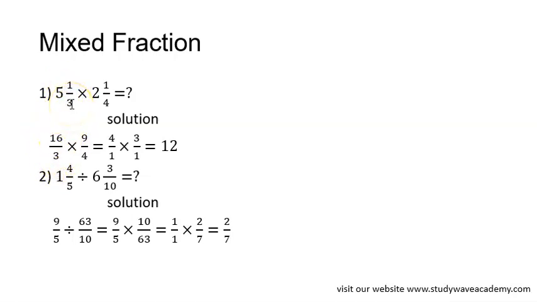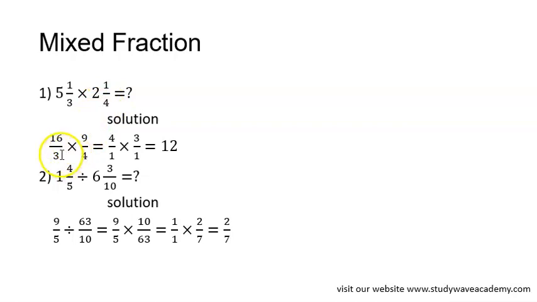We maintain the denominator. Okay, so to change this to an improper fraction, we say 4 times 2 plus 1. 4 times 2 is equals to 8 plus 1 is equals to 9. So we have 9 over 4. You maintain the denominator. Then we multiply, or we do the cancellation method.